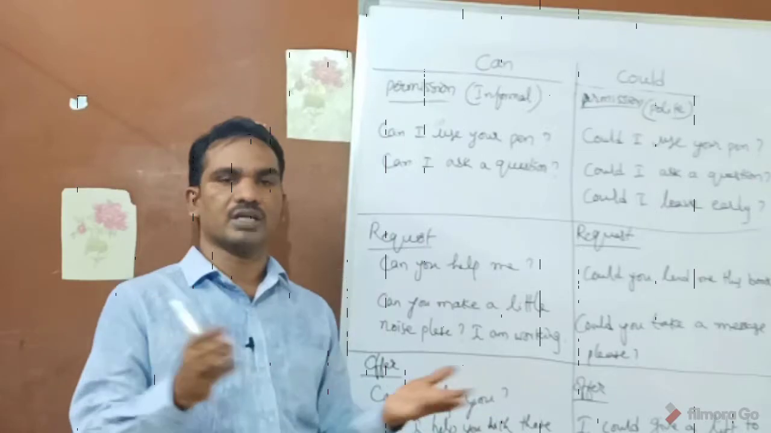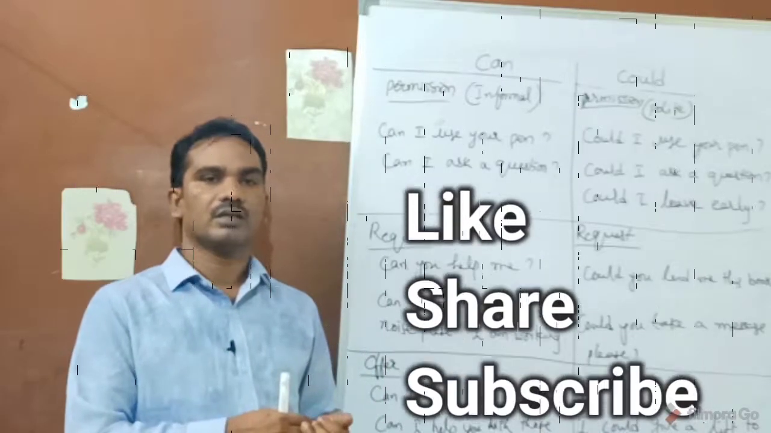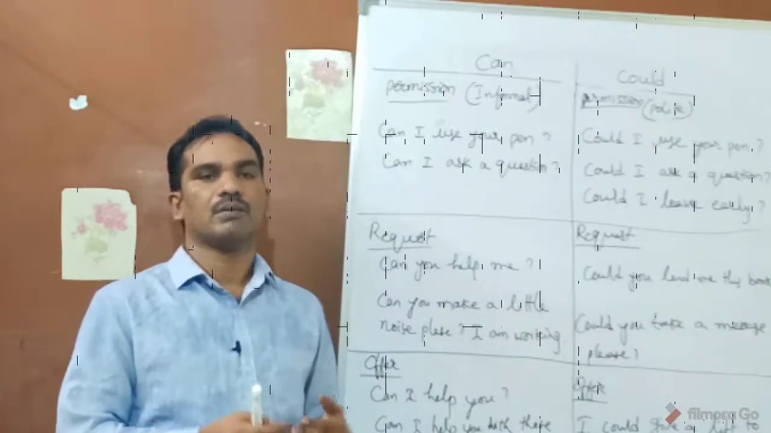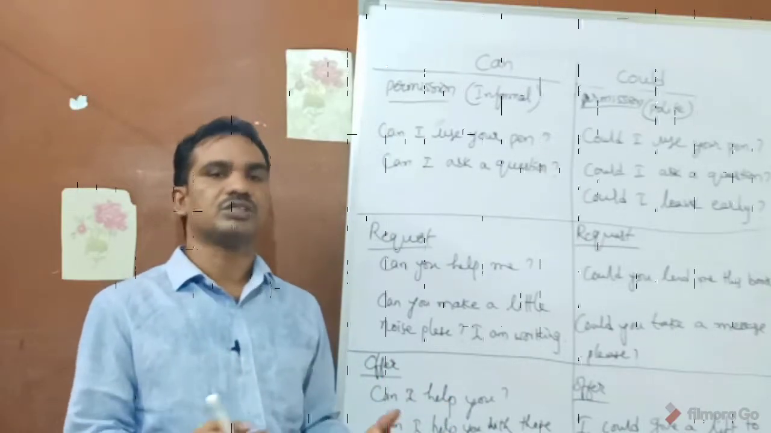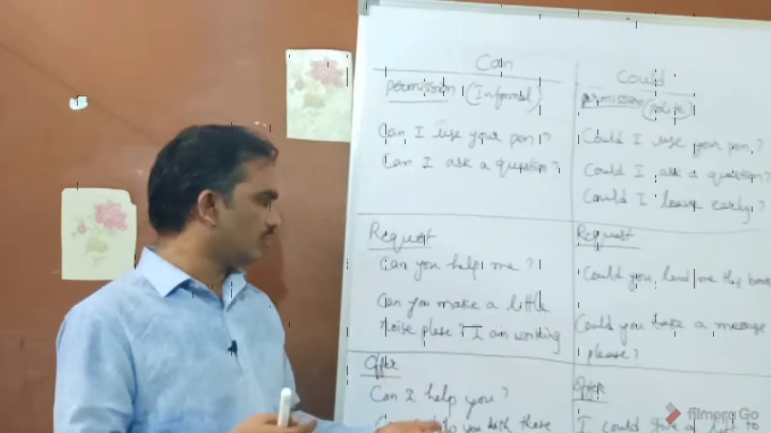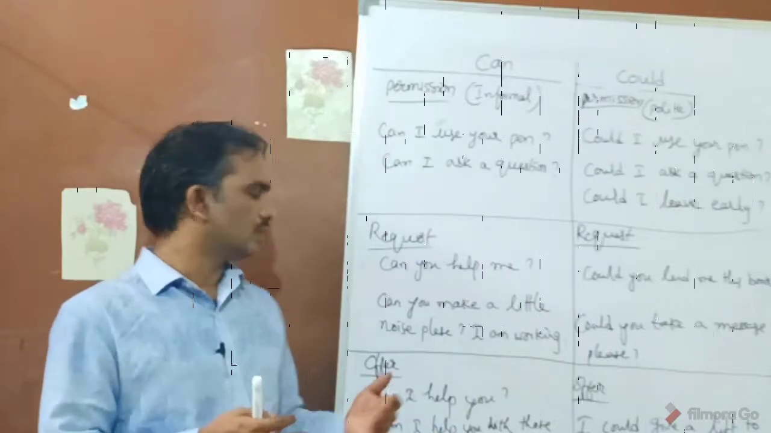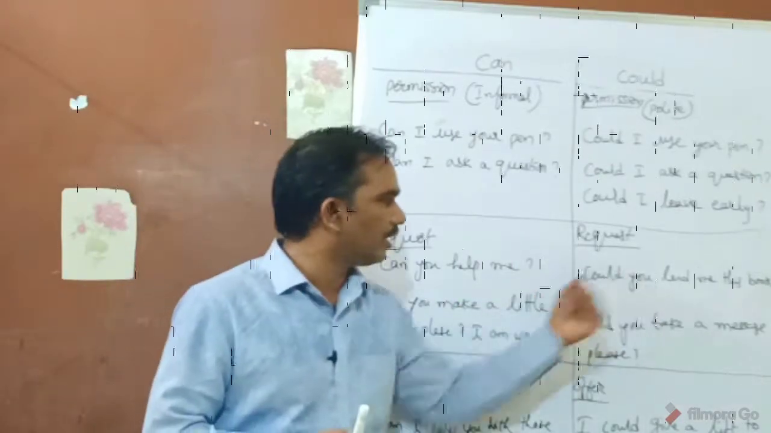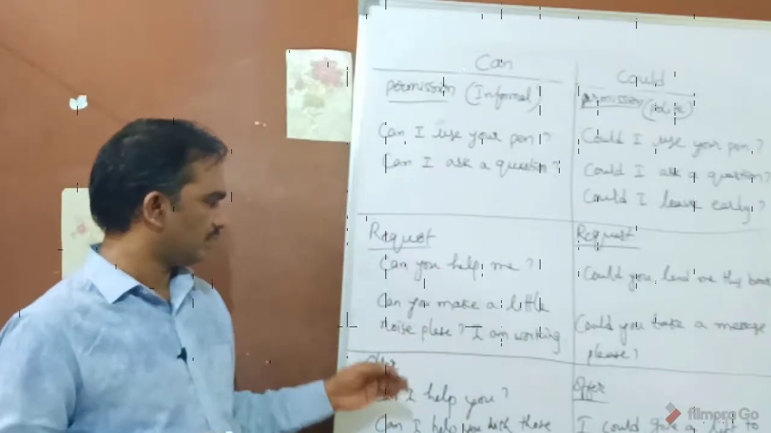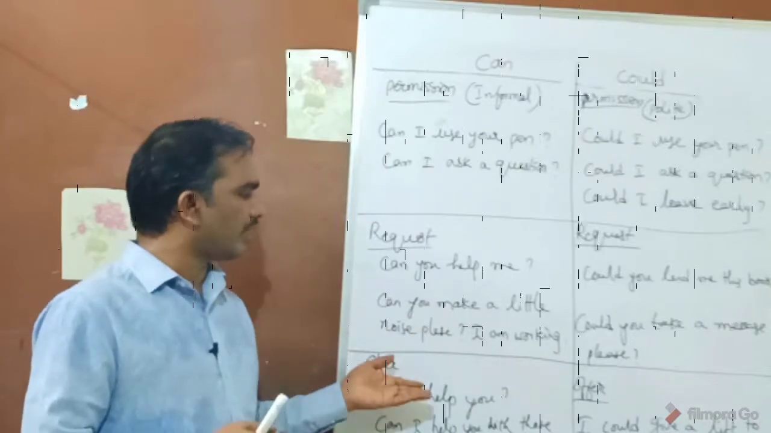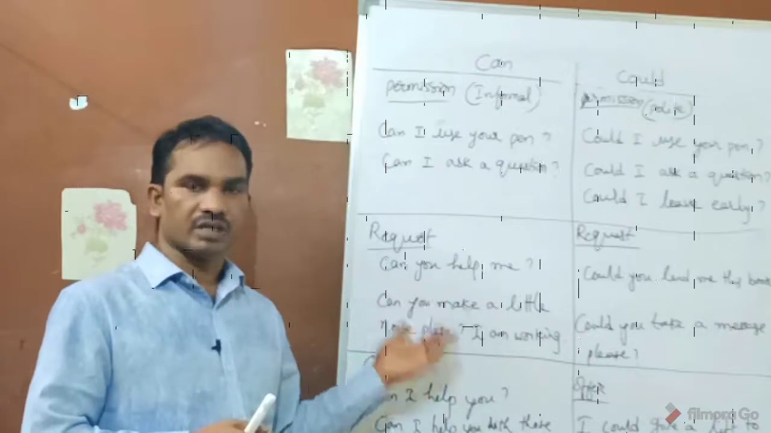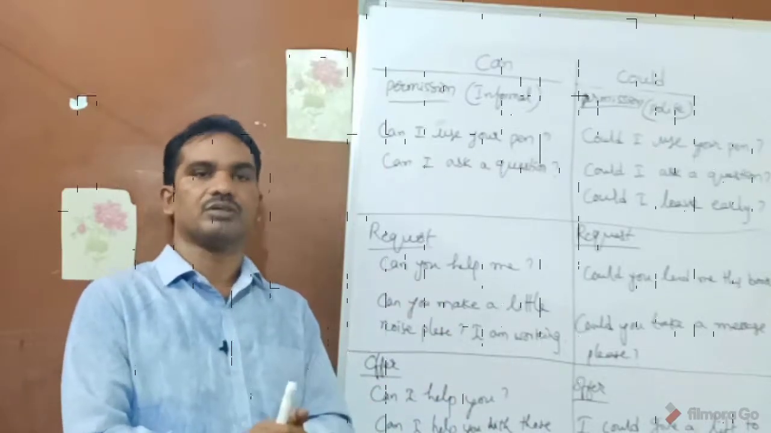There is a lot of work in the kitchen, can you help me? There you don't need to say, could you help me? Mommy, could you help me? Sister, could you help me? You don't need to say that. So say, sister, can you help me? There is a lot of work, right? So could you lend me this book? Formal, right? Polite way. Can you make a little noise, please? I'm working. You're requesting somebody who is very close to you.